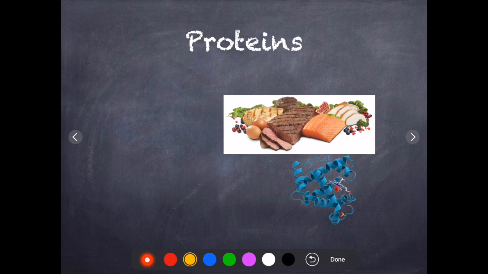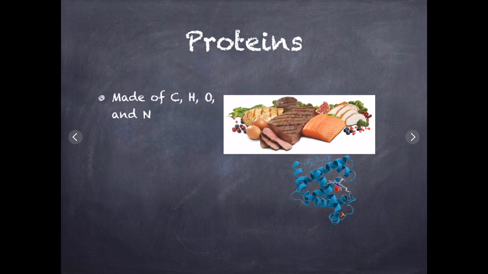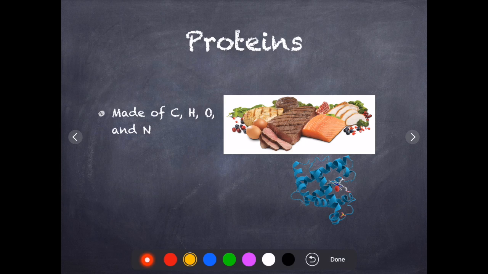Now, proteins are in food like red meat, fish, chicken, all that sort of stuff. And proteins are really used to build support, build muscle, build molecules, but also to provide signals for your body. So proteins are made of carbon, hydrogen, and oxygen, just like carbohydrates, but the difference is nitrogen. So there's nitrogen in it.